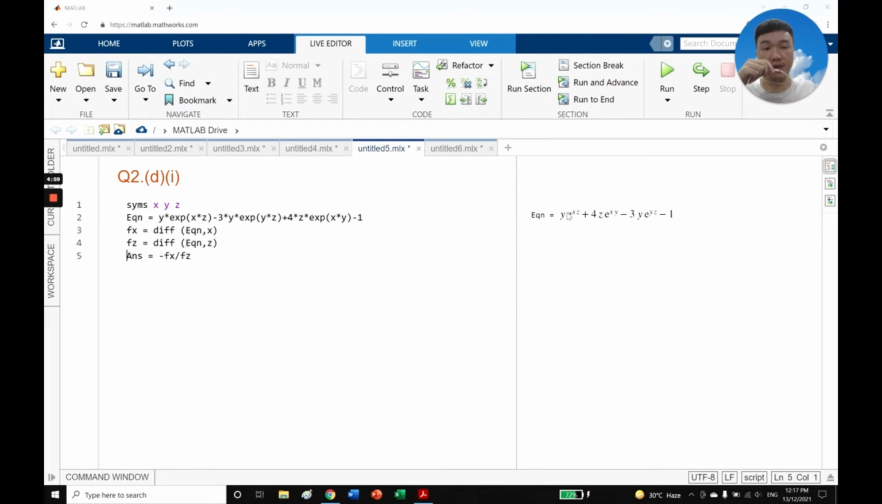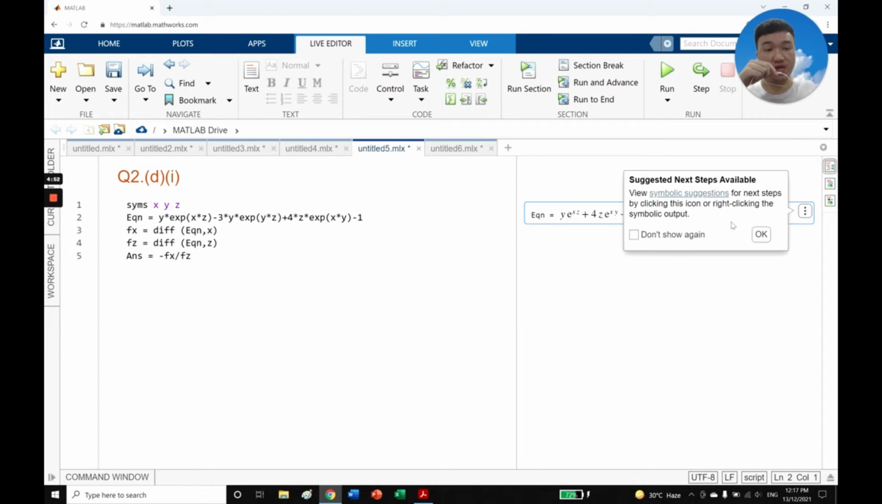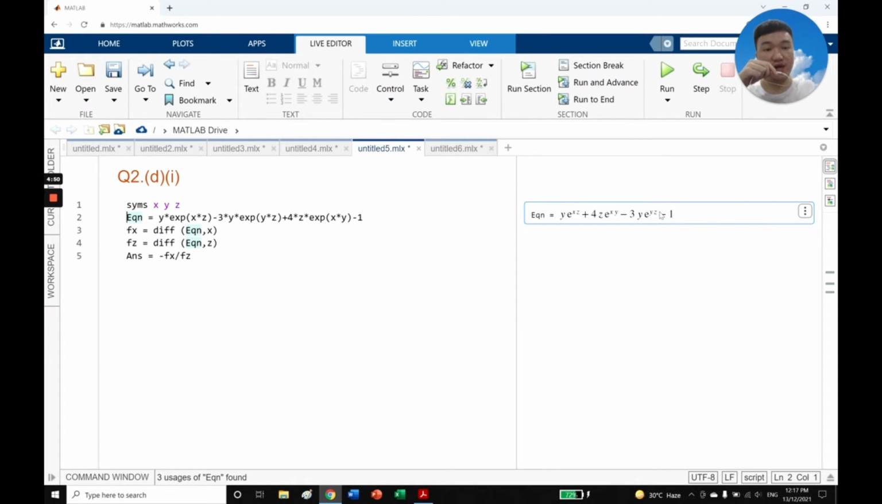Next, for question 2, part D, part 1, we need to find del z del x, which is the first partial derivative of the given equation. From the given equation, I have shifted all the values from the right hand side to the left hand side so that it will be much simpler to differentiate.